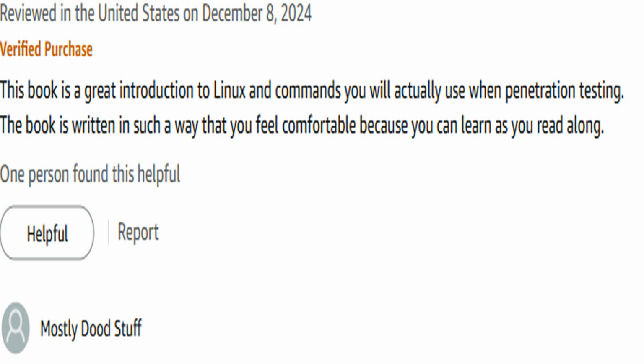Its approachable style and comprehensive coverage will set you on the right path, whether you're a student, hobbyist, or aspiring professional.